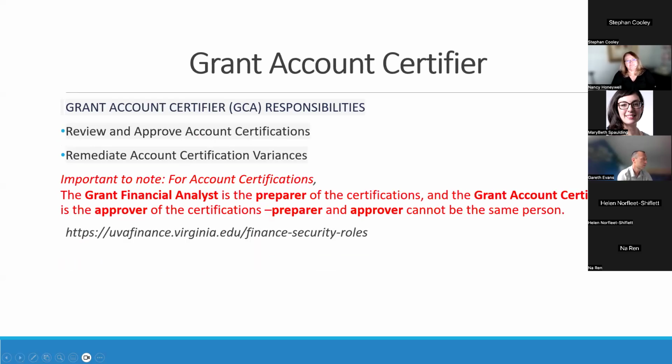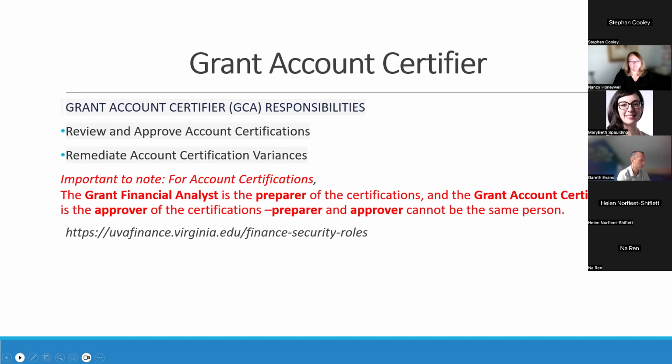Next slide, Nancy, right? So then the grant account certifier, their responsibilities are to review and approve those account certifications, and then also to remediate the variances that might exist in those certs themselves. And then we put the note in again that the financial analyst is the preparer and the grant account certifier is the approver. And so just logically, the preparer and the approver cannot be the same person.